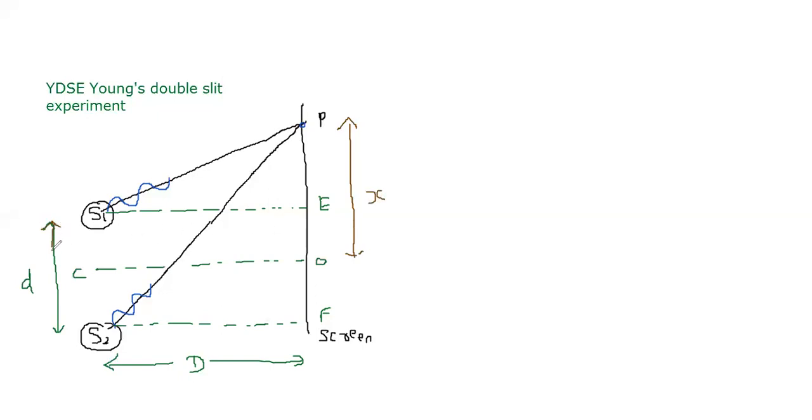Total distance D. Here this is X. C is a midpoint. Can you guess what this value is? D by 2. What is this value? D by 2. Correct? Now this PE is there, right? Can you say what PE is in terms of X? PE is equal to, from here to here, X. In that, this portion is D by 2. Then what is the remaining portion? X minus D by 2.